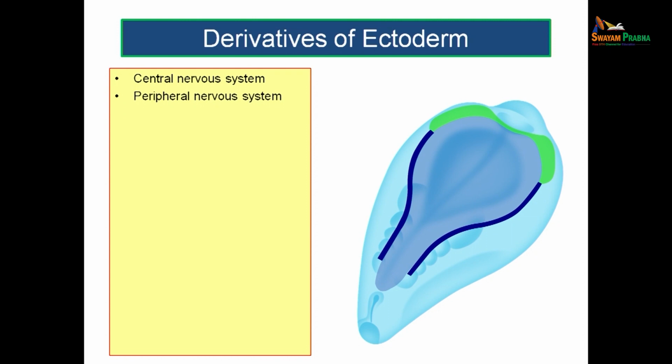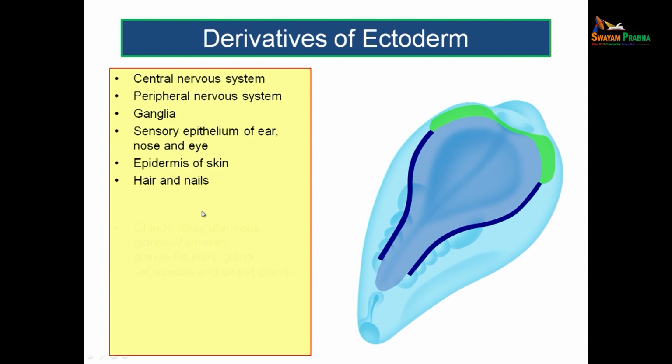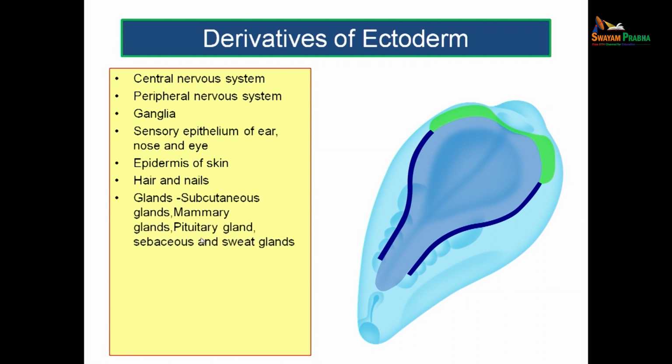So, in a nutshell, the derivatives of ectoderm as a whole: we have seen the central nervous system, the peripheral nervous system, the ganglia, the sensory epithelium of the ear, nose and eye, then the epidermis of skin, the hair and nails, then the glands, the subcutaneous glands, the mammary glands, the pituitary, sebaceous, sweat glands, all sorts of glands, the muscles of the iris and erector pili. The rest of the muscles we have discussed under the derivatives of mesoderm.